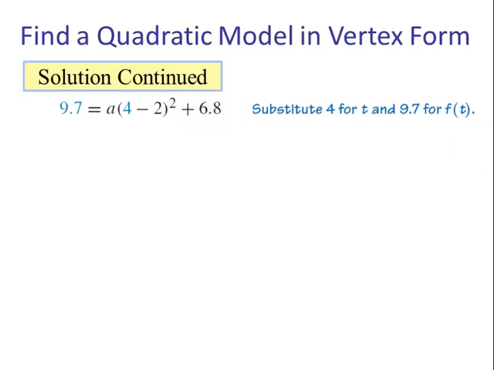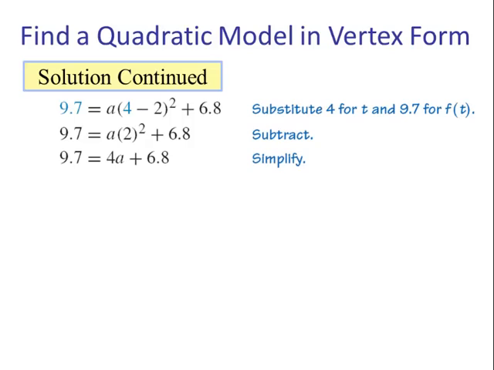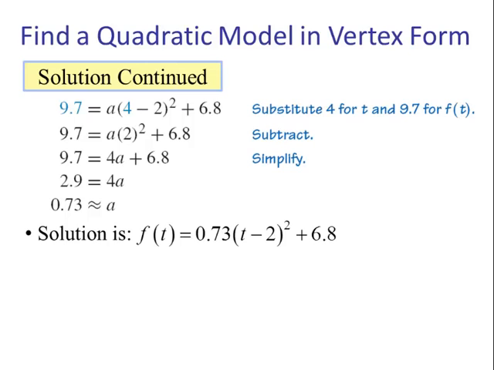Following the order of operations, we subtract, then square. So 2 squared becomes 4. Now we subtract 6.8 from both sides and divide by 4. We see that a, rounded off to 2 decimal places, is 0.73. So our solution is f(t) equals 0.73 times the quantity (t minus 2) squared plus 6.8.